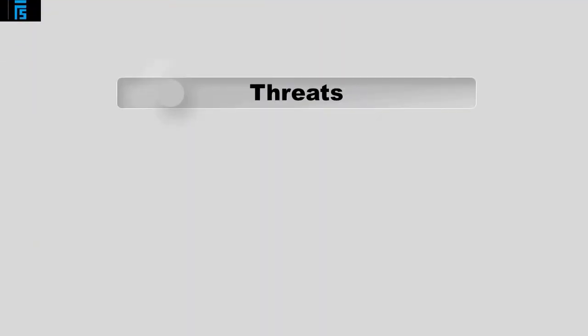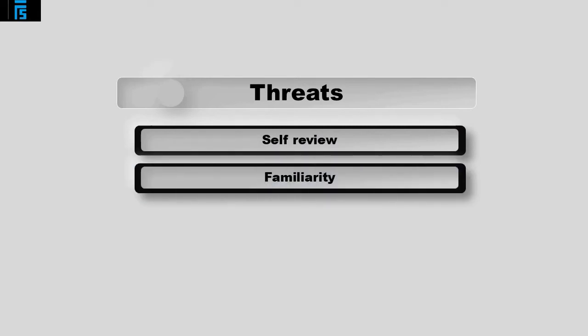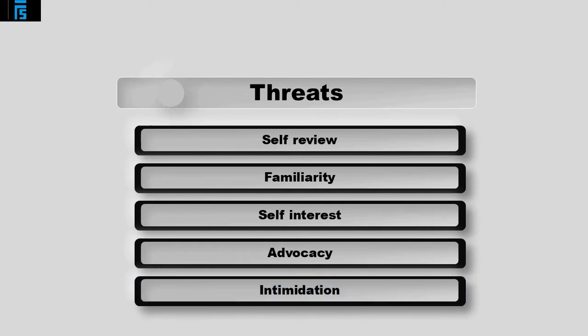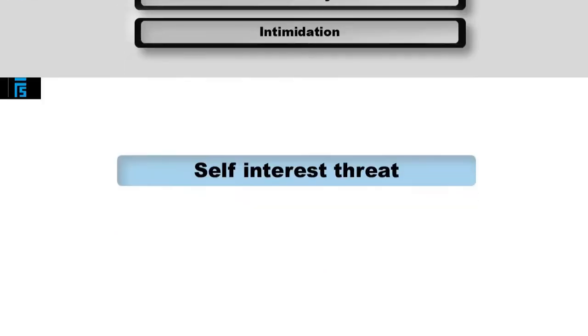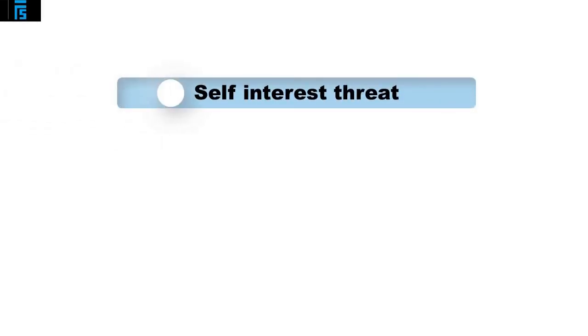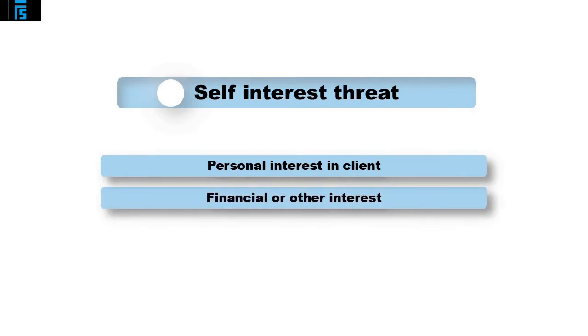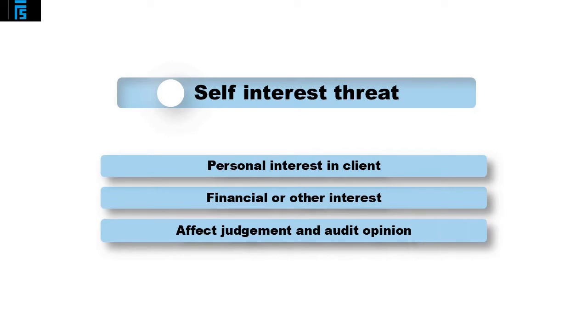We can categorise them into 5 types of threat: self-interest, self-review, familiarity, advocacy, and intimidation. Firstly, we need to understand what each type of threat is. Then I will take you through some practical examples and how the auditor should manage them. A self-interest threat is where the auditor has a personal interest in the client, which could affect the decisions they make on the audit. This could be a financial interest or any other interest that could affect their judgment, which could affect the whole audit, including the opinion.